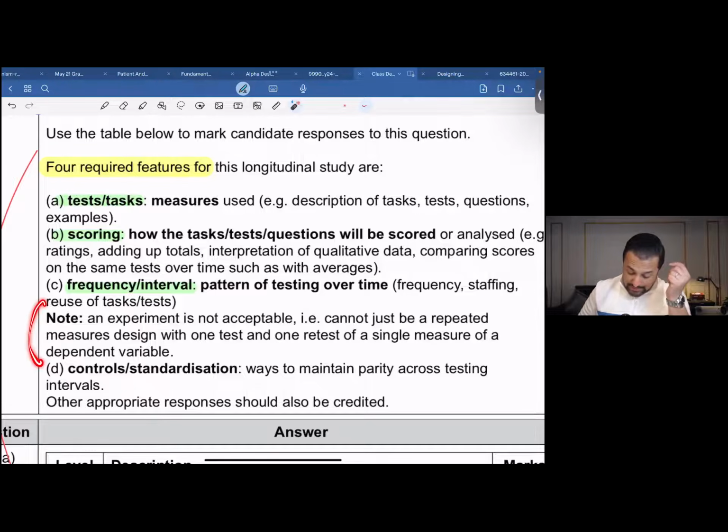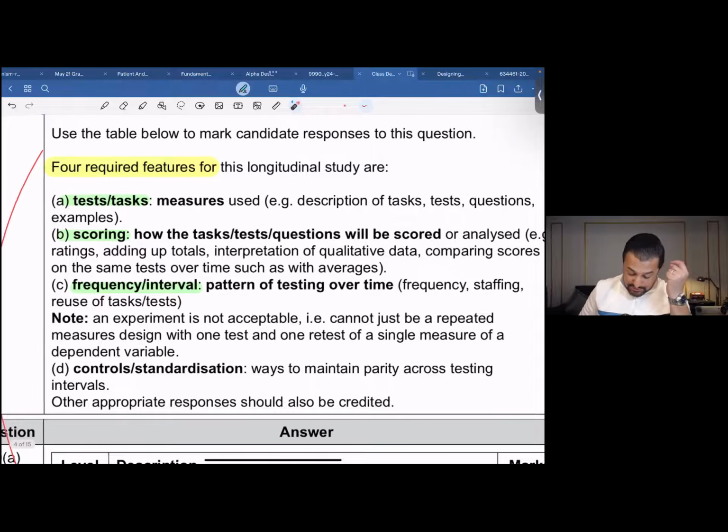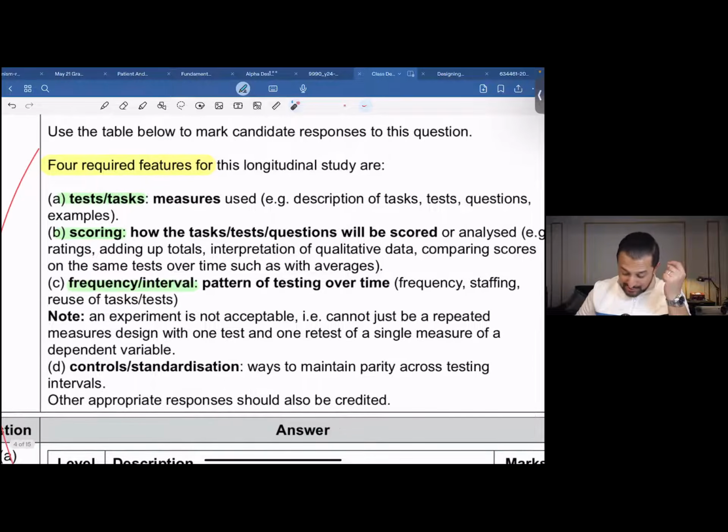Now, note, an experiment is not acceptable. I'm glad the examiners have mentioned this here. An experiment is not acceptable. They cannot just be repeated, i.e., cannot just be a repeated measures design with one test and one retest of a single measure of a dependent variable. That explains it well enough.